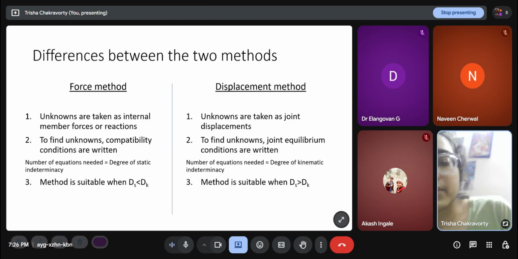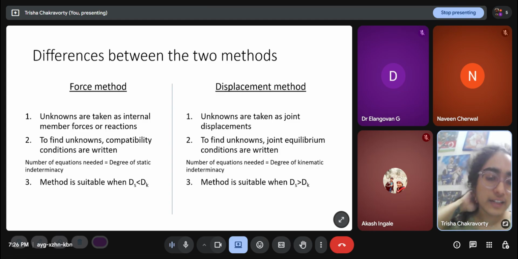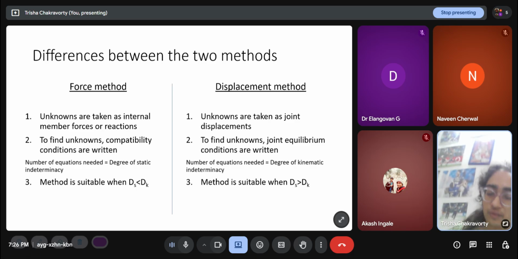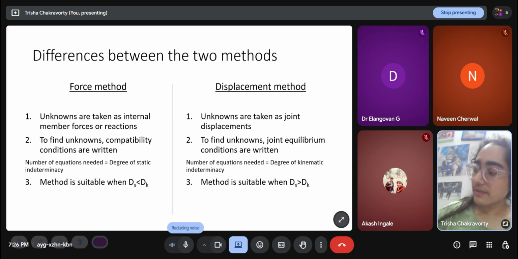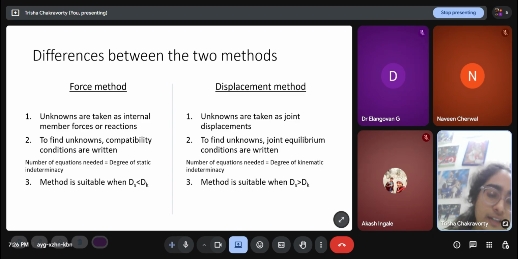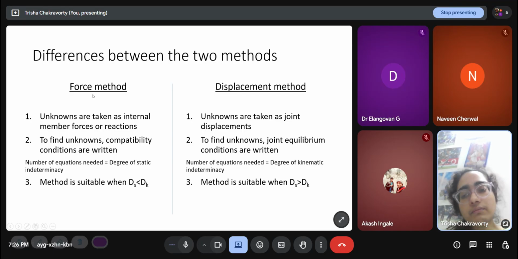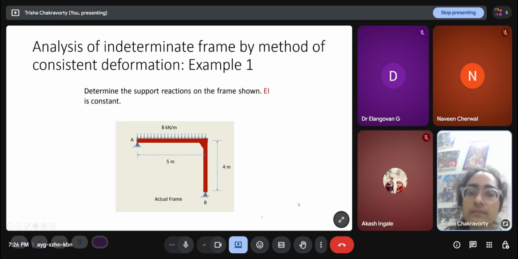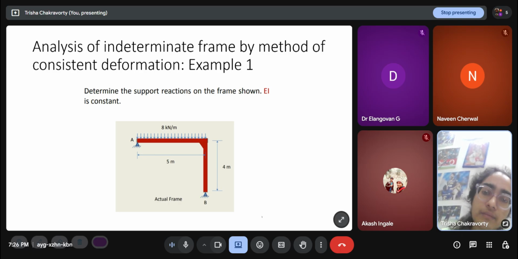And the number of equations needed for force method is the degree of static indeterminacy, which we are studying right now. Whatever degree of indeterminacy we have seen now is degree of static indeterminacy. And next week we'll look at what kinematic indeterminacy is. But in displacement method, the number of equations needed is equal to the degree of kinematic indeterminacy. Force method is suitable when ds is less than dk, and displacement method is suitable when ds is greater than dk.